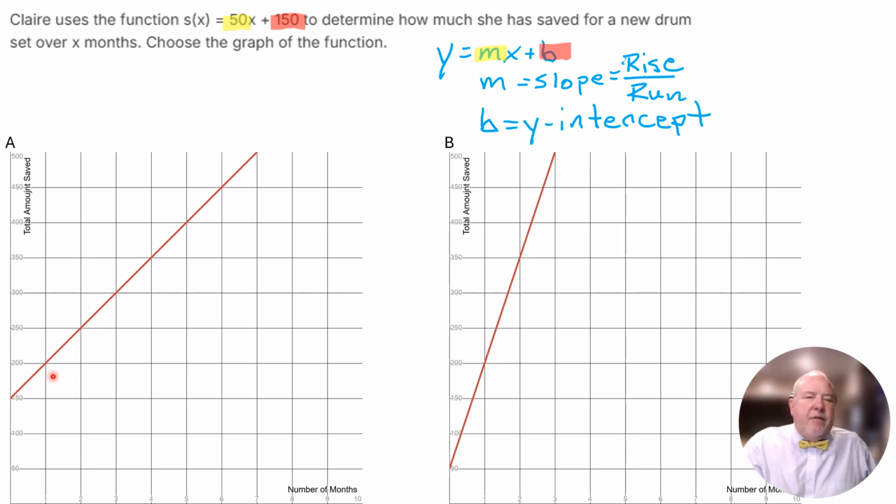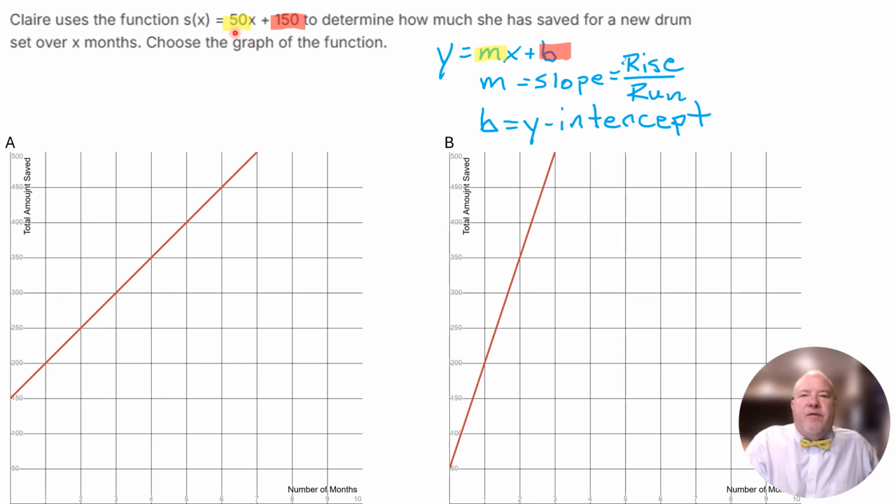So if you look at the graph of A, there you go. Here's my y-axis, the vertical one, and it hits at 150. So that's right. This one hits at 50, so that one's no good. There are two other answers, but let's follow through with A, and then we'll talk about the other two answers that are there. So we have the correct y-intercept, but let's check the slope.